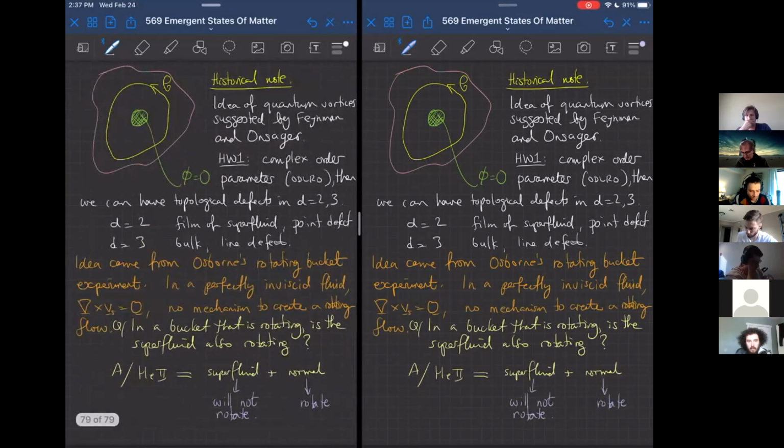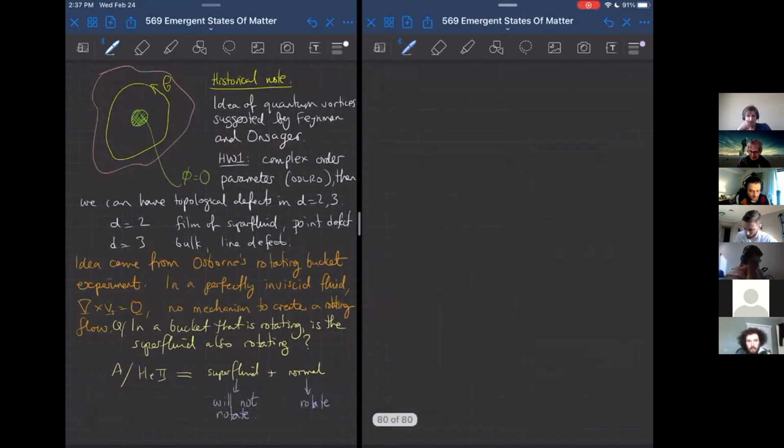So how would we know if it's rotating? Well, we'll know by looking at the meniscus. Let's suppose I've got my bucket. So let's draw a bucket like so.